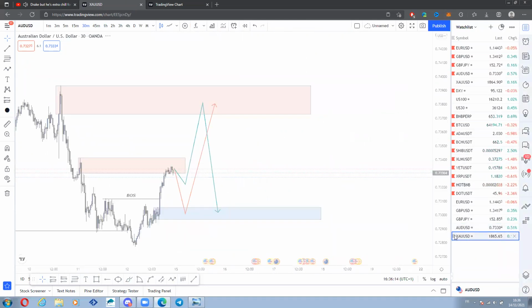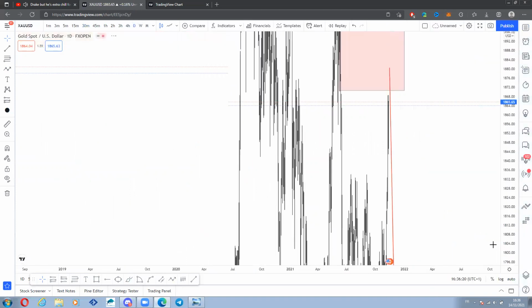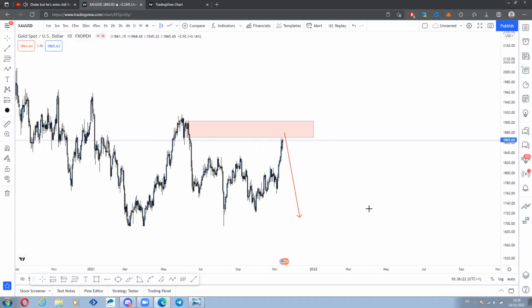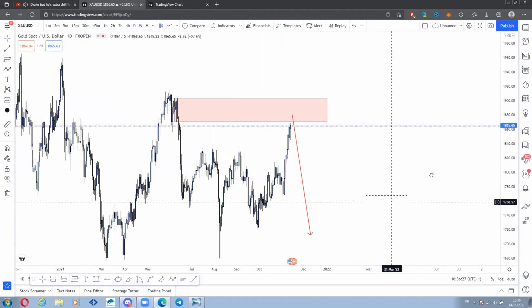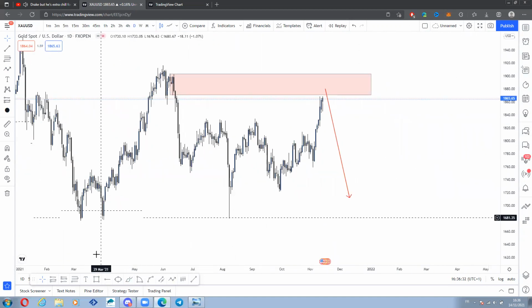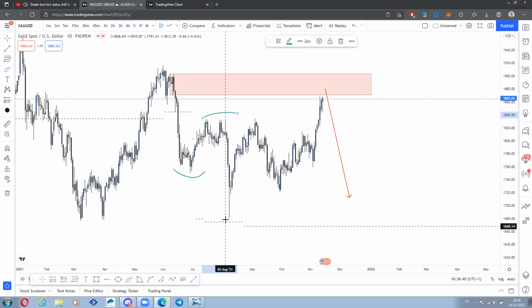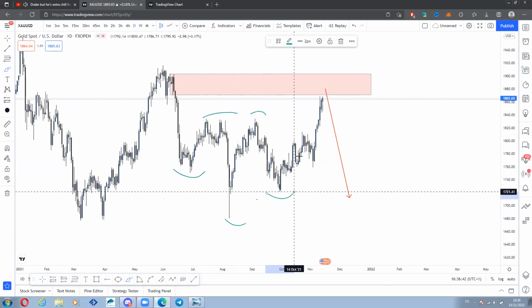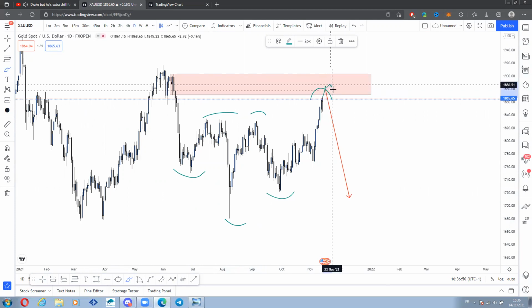And the last one, which is gold. Gold, let's go to the daily. On gold, I'm going to be 100% looking for sells. I know that the DXY is going to get weaker, but for gold, I have a redistribution schematic, let me take the pen. This is the selling climax, the automatic rally, the sign of weakness, the ST, another sign of weakness. This is the UT.